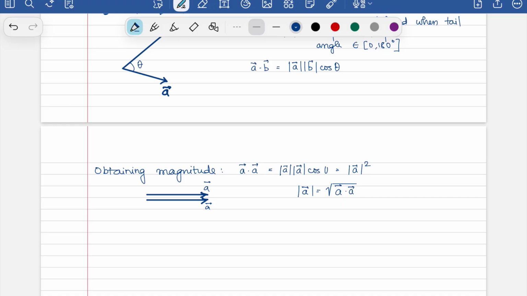Next, you can use this clearly once you have the magnitude. You can then define the unit vector along any vector A is simply A vector divided by the magnitude, right? Which we know is root over A vector dot A vector.